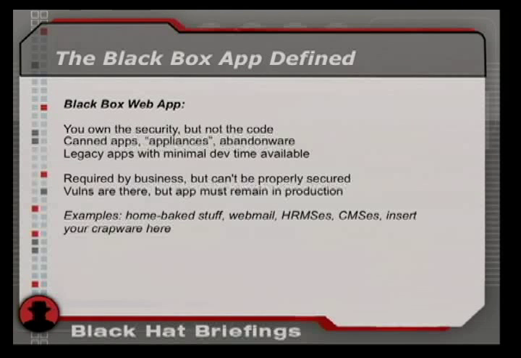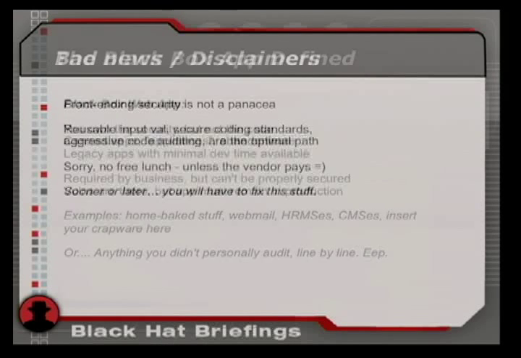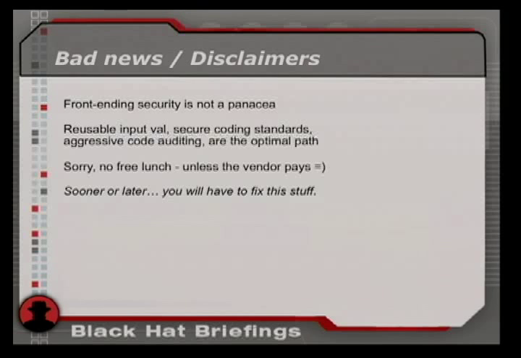HRMSs, CMSs, corporate wikis, blogs, we've got all this kind of stuff now. Another definition is anything that you personally didn't audit line by line. That makes a pretty big scope for what we want to defend. The bad news is front-ending security is not a panacea. It's not going to solve it for you. Everything the OS guys are saying is true: you need aggressive code auditing and reusable input validation libraries, all that kind of stuff. Sooner or later, you are going to have to fix this stuff.